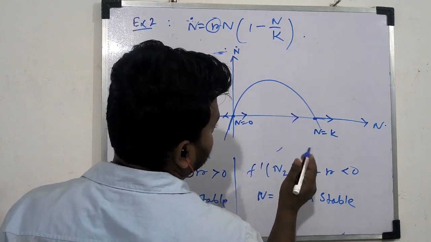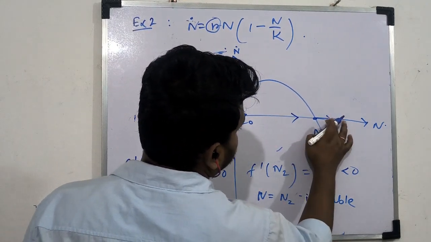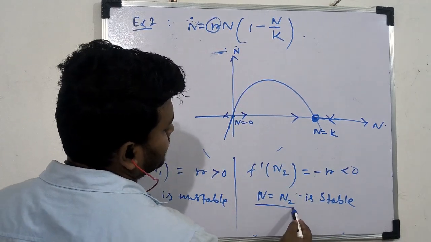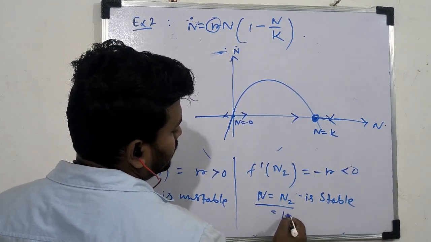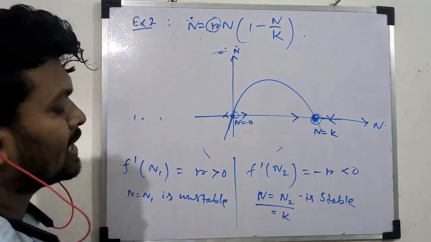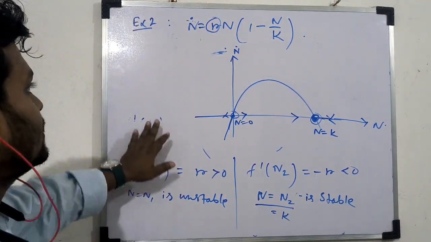This is the arrow on this side. Yes, the left side, sorry, this one. This will be the left side. So therefore, this is stable. N equal to k, that is this. N equal to n2, that was k. So this is a stable fixed point, and this is unstable. Okay, by the graphical method, we also put that.